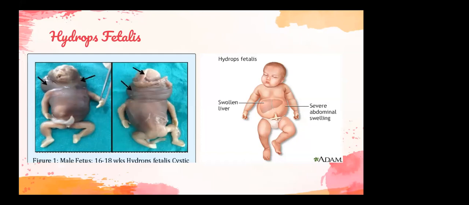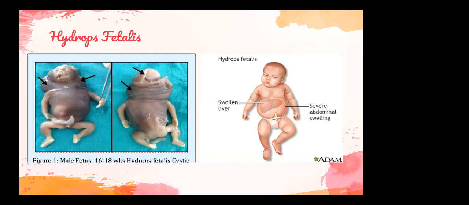Hydrops is basically heart failure in the fetus. It's not incompatible with life; babies with hydrops can survive. Basically, you'll find at least two that are hydropic. You may have ascites, you may have pleural effusion, so at least two that are hydropic.